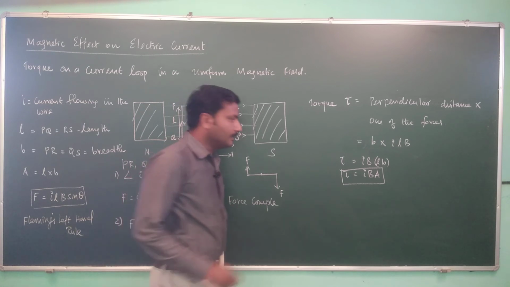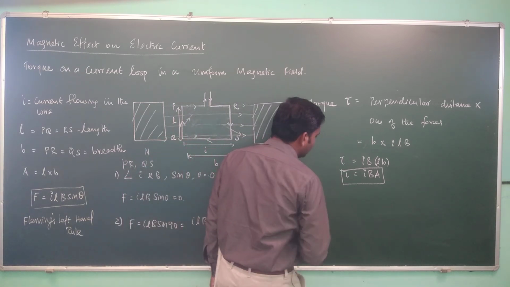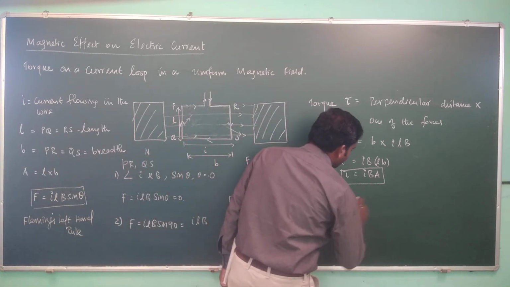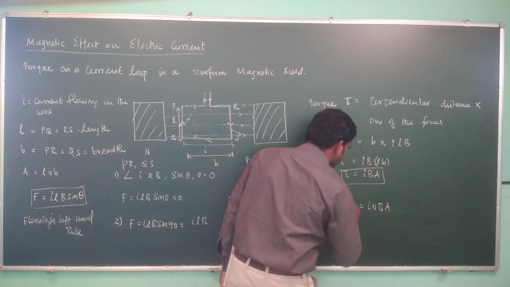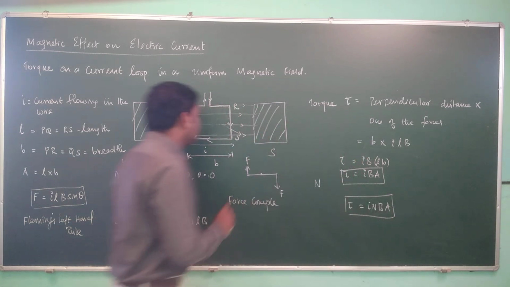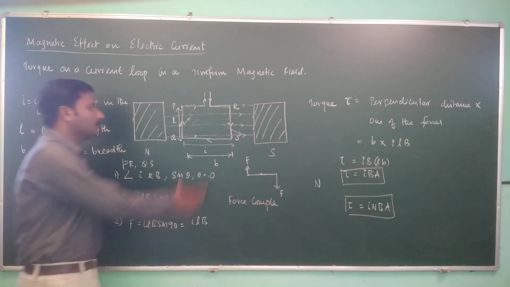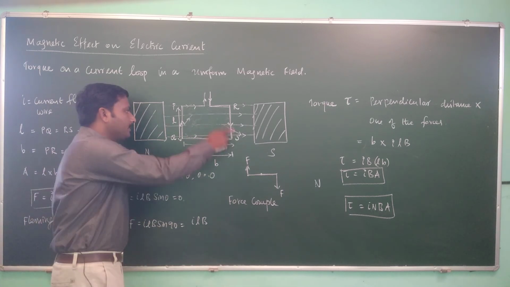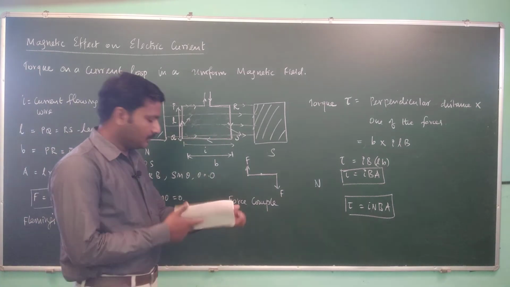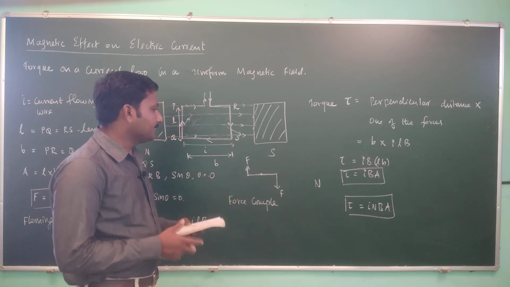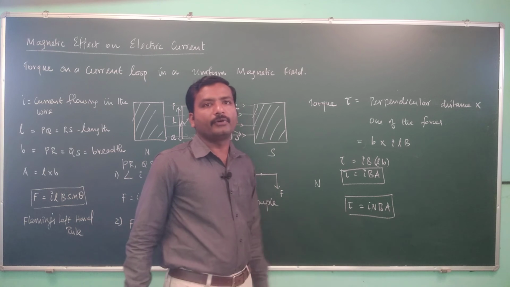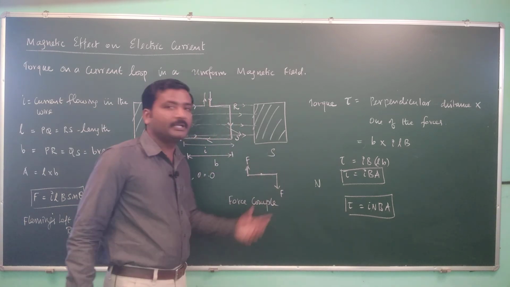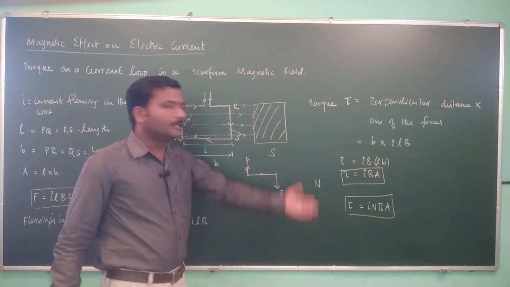Suppose there are a number of wires, that is, there are n turns, then the torque due to these n turns is nothing but I N B A. This is the torque created on this current carrying loop due to the application of the magnetic field. And this concept of torque is the base for the moving coil galvanometer. The application of the moving coil galvanometer comes from this concept.